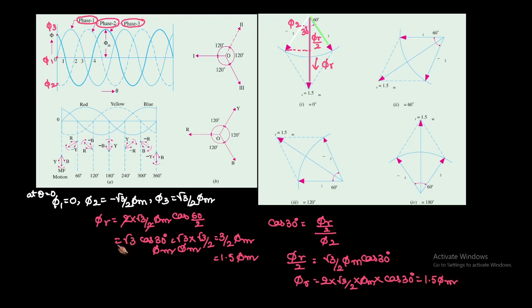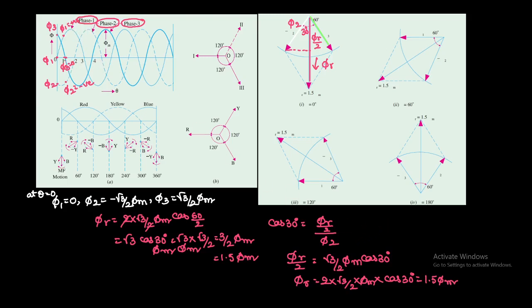Let us see another instant. Let us consider another instant. At instant 1, phi 3 is becoming 0, phi 1 has some positive value, and phi 2 is a negative value.